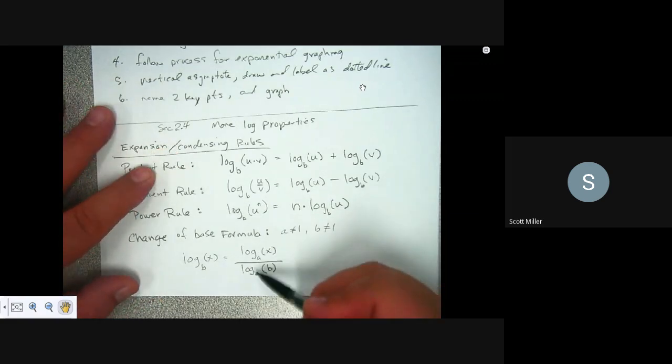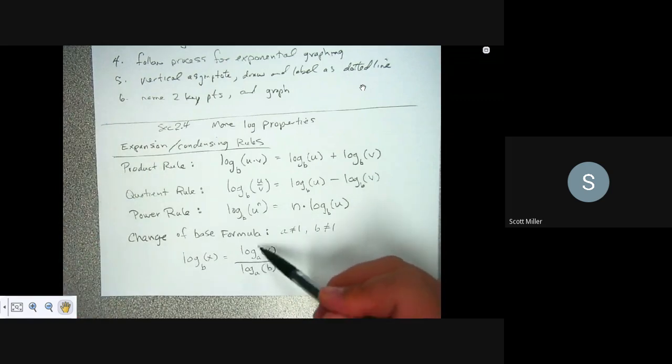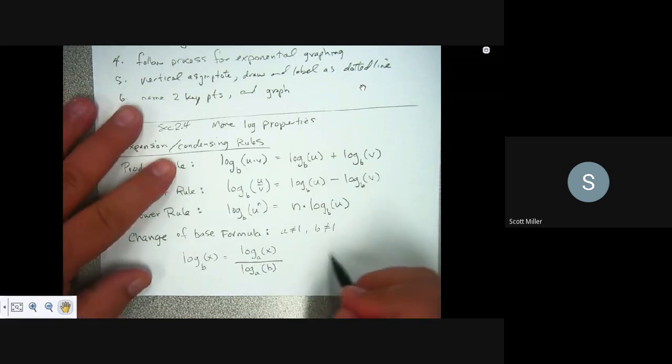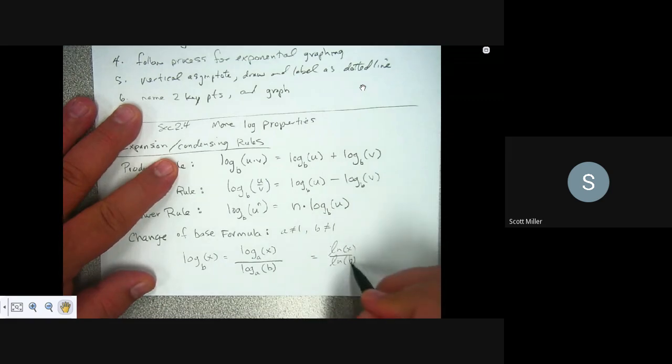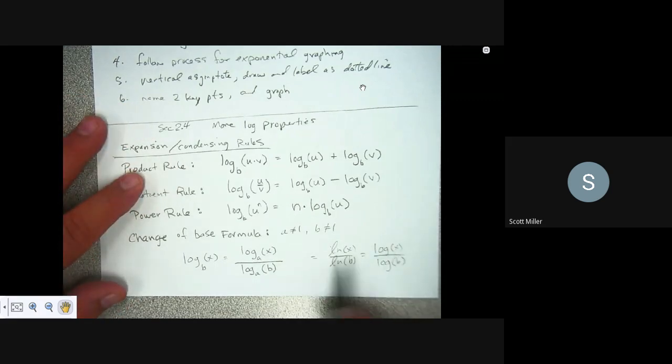Since I can change it to any base that I want, I can make it base 10, or I can make it log base e as a natural log. Most of the time what we do is change it into the natural log of x divided by the natural log of b, or we'll use log base 10 of x over log base 10 of b. So usually for calculator usage, we just type it into one of these two forms. But know that I can change it to any base I want by this formula right here.